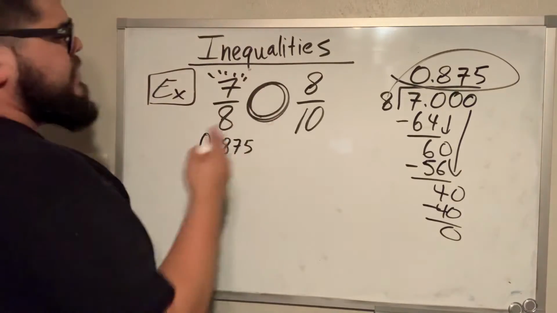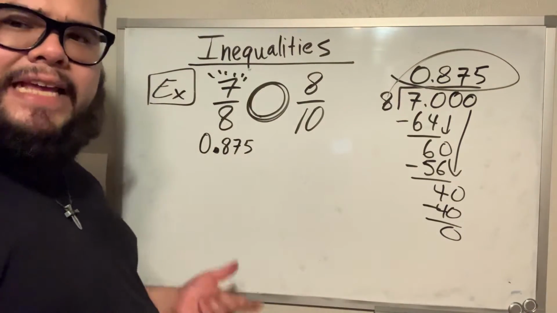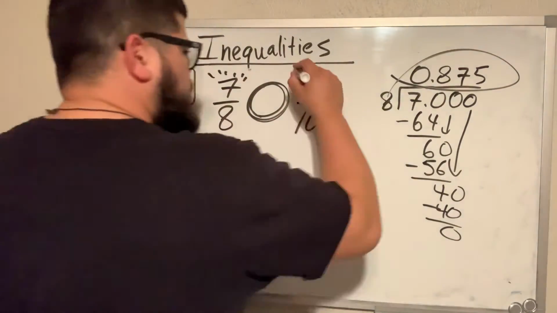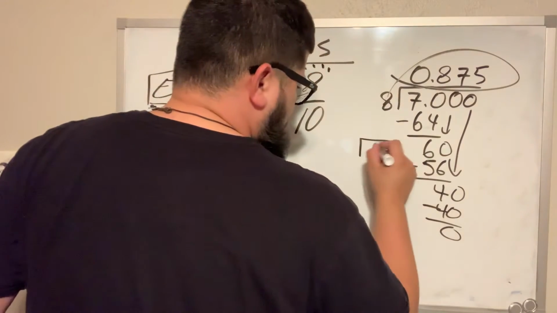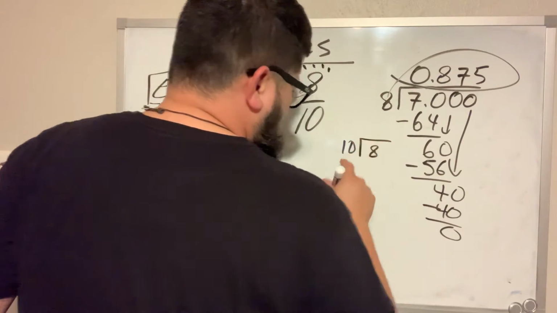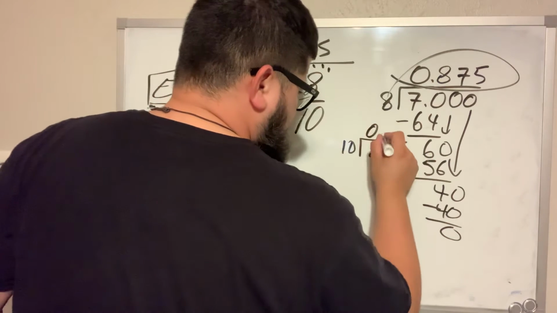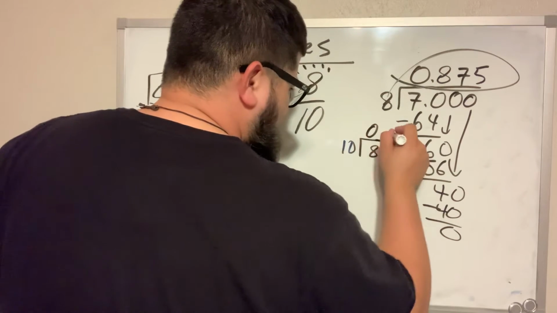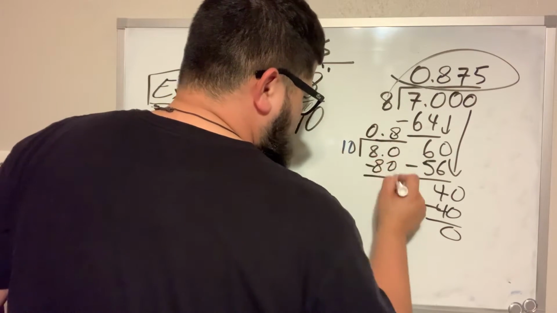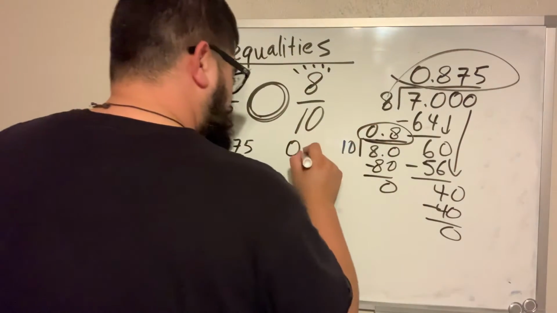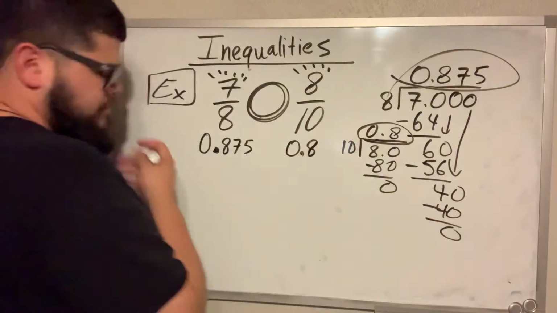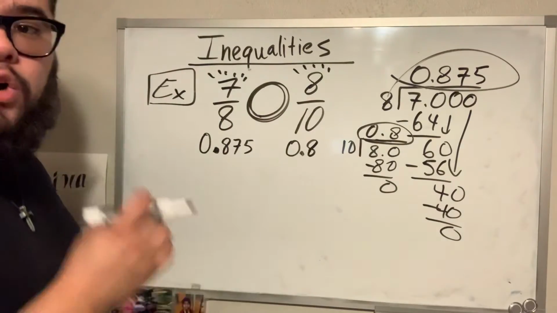Now, 8 over 10, we should know that that's 8 tenths. But again, if we don't, we can go ahead and do that as well. 8's getting rained on. Where does it want to go? Inside. 10 on the out. 10 into 8, 0 times. Line up our decimals. 8 into 80, 8 times. 80 minus 80, we get 0. So we end up with 0.8. Now, we're going to go ahead and compare these.